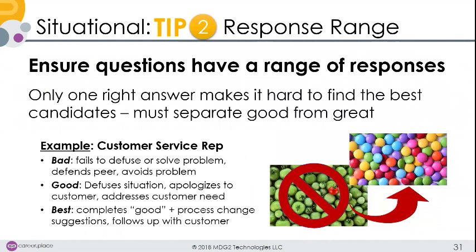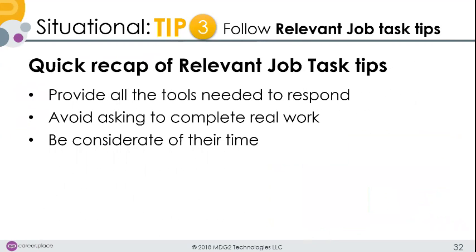Our next tip is to ensure your questions have a range of possible responses. If everyone gives the same response to your question, how are you going to distinguish which candidate should move on in the process? Make sure your questions have a range of possible answers, including some that are ideal and some that aren't acceptable. This helps you make the most of your investment in evaluating your candidates. And of course, when writing situational questions, be sure to follow the relevant job task tips as well, like providing candidates with their tools, avoiding real work, and being mindful of the application time.